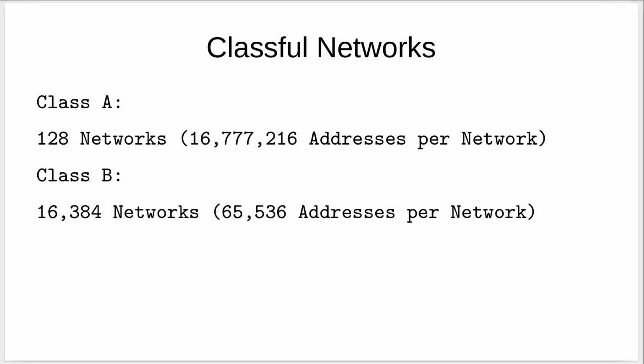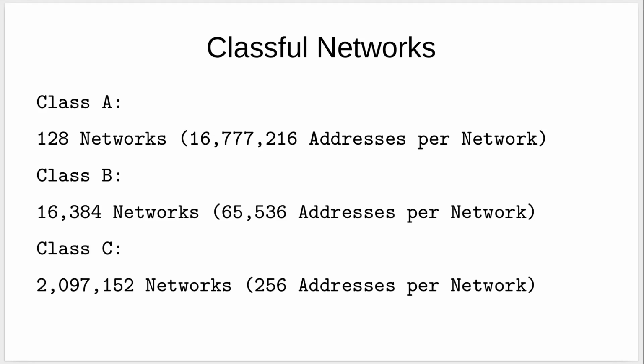We have the Class B range. There's a lot more of those. There's 16,384 of those networks, and each one could theoretically hold 65,536 addresses. Then we have the more familiar Class C address range. There are over 2 million of those networks, and each one could theoretically hold 256 addresses. Now I say theoretically because on each one of those address ranges you do actually have to remove two. You have to remove what's known as the network address and the broadcast address, but we'll get onto that in a little while.